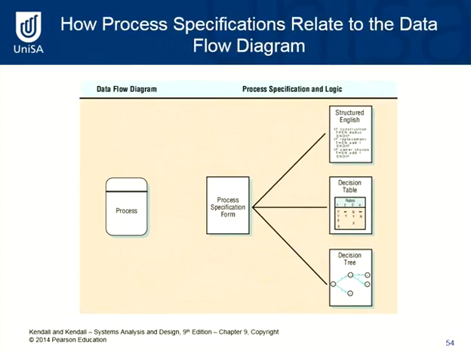Process descriptions. So we've got our process here, which is in our data flow diagram. How can we provide further detail to specify what goes on in that process? Well, we can present it with structured English, a decision table, or a decision tree.